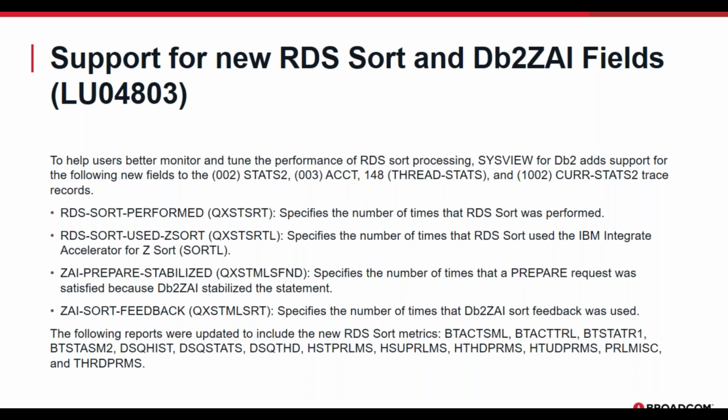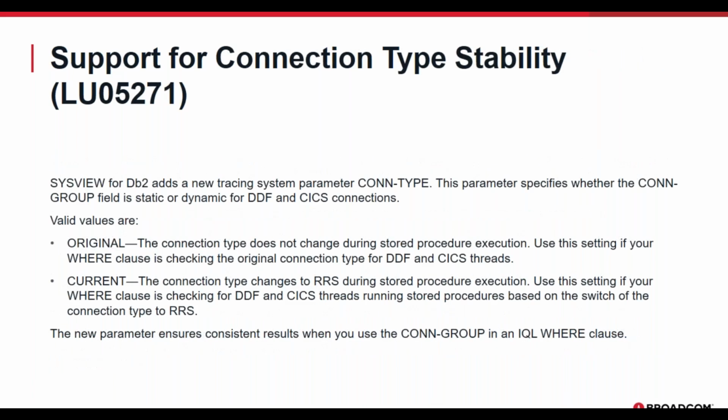This parameter specifies whether the connection group field is static or dynamic for DDF and KIX connections. There are two valid values, original and current. And the new parameter ensures consistent results when you use the connection group in an AQL where clause. Relevant reports have been updated, including batch reports and online, as well as making changes to the exception system. Next slide. In here, it was the support for connection type stability.